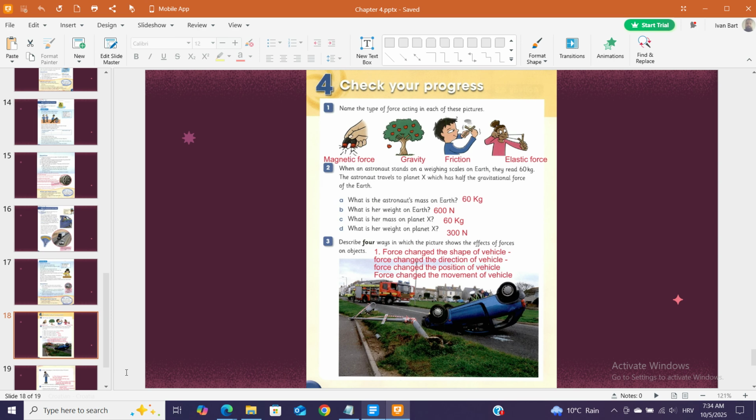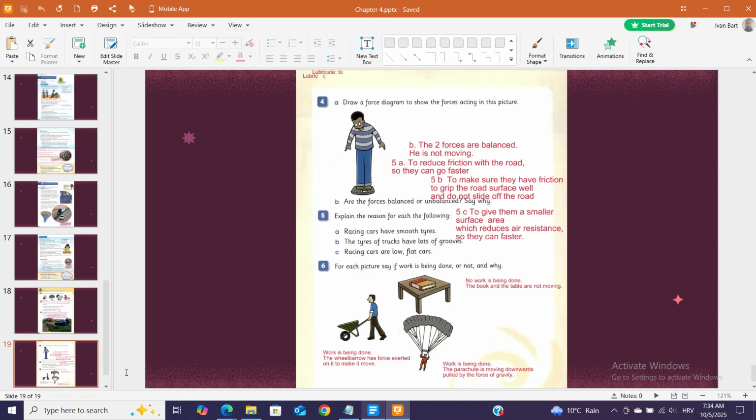3. Describe 4 ways in which the picture shows the effects of forces on objects. Force changed the shape of the vehicle. Force changed the direction of the vehicle. Force changed the position of the vehicle. Force changed the movement of the vehicle. 4. A. Draw a force diagram to show the forces acting in this picture. B. The 2 forces are balanced. He is not moving.